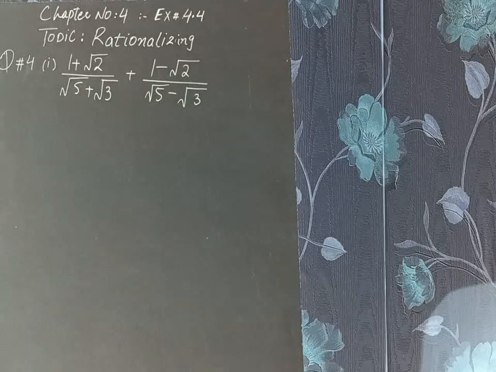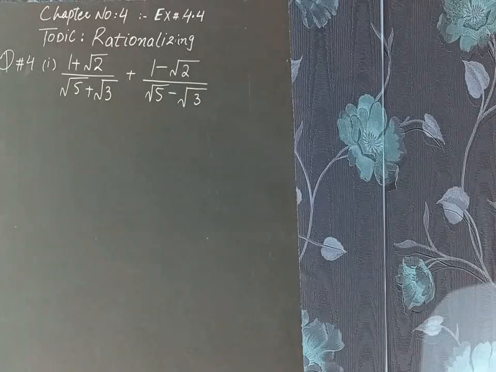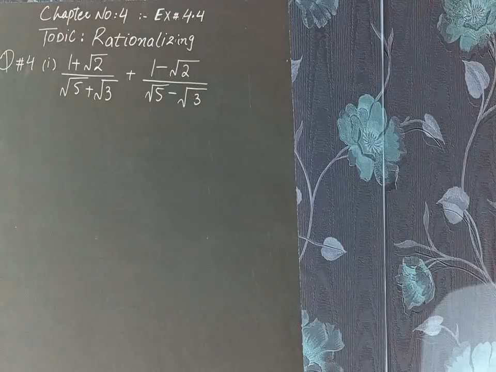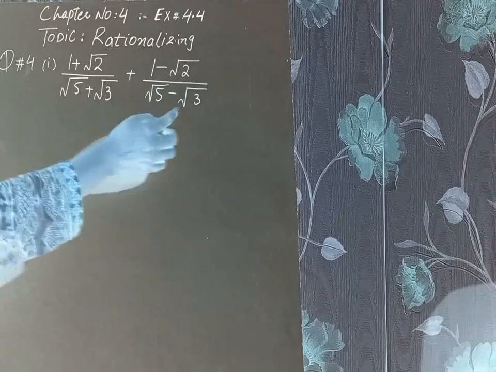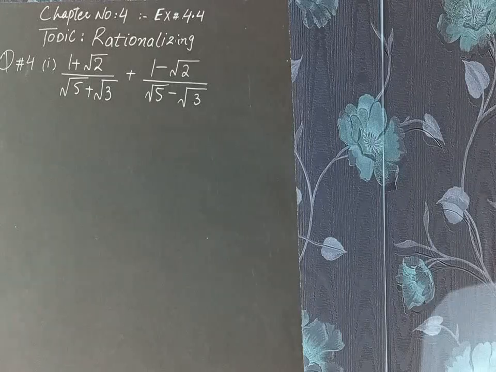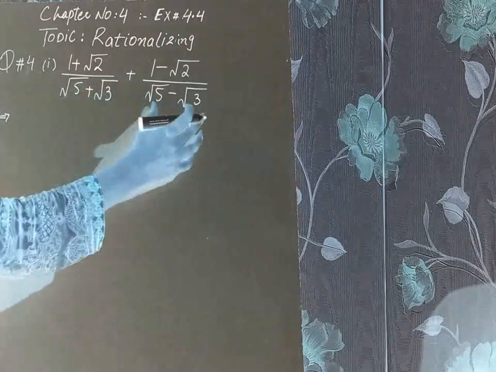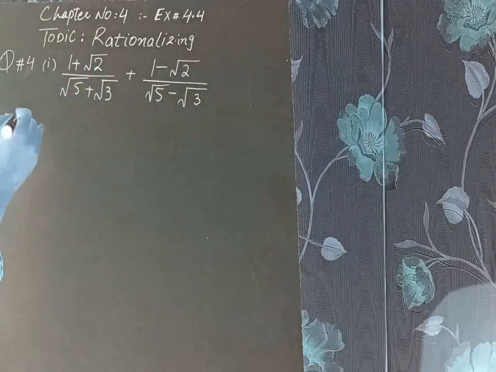Question 4 part 1. Again you can see that these are the same type of question, but the difference is that previously there was only one expression, and now there are two expressions. But the way that we will solve it is completely the same here. We will rationalize this one and this one, then we will add them.